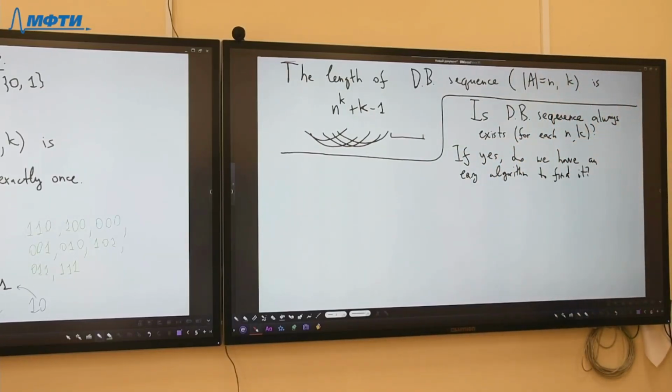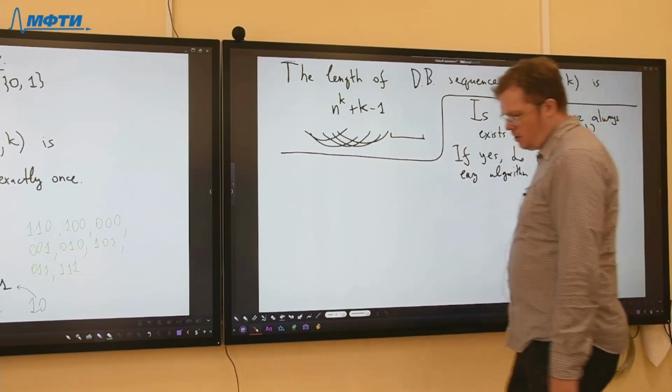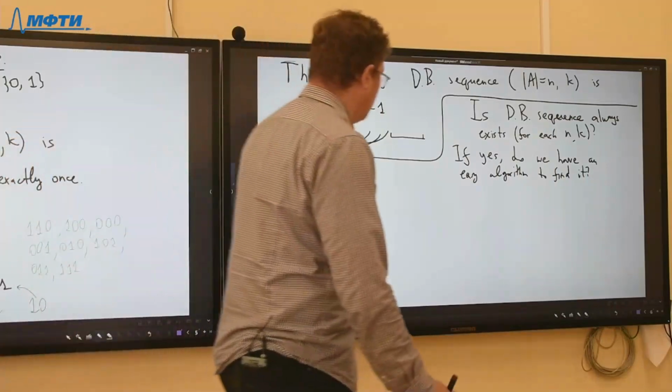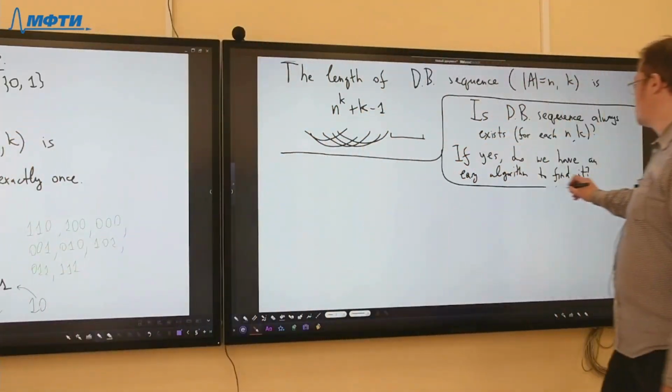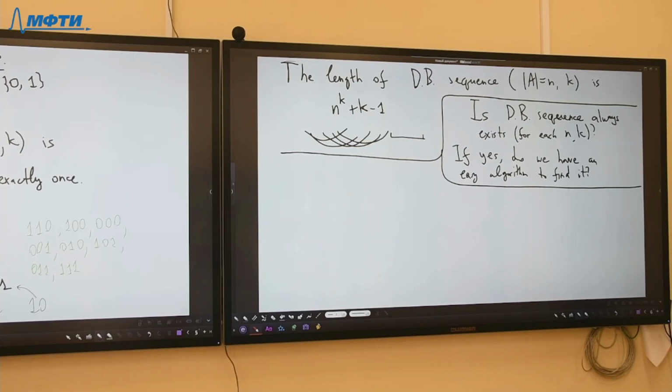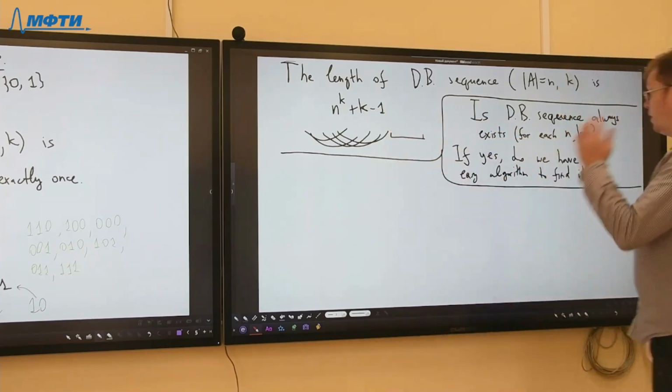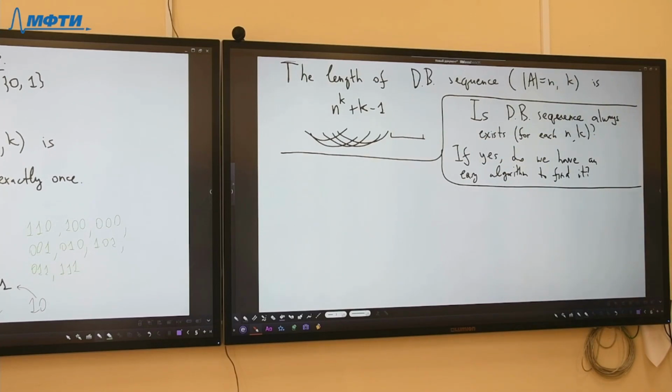Because sometimes you have the existing theorem, but it's not easy to find such a sequence. You need to try all the sequences of such length and try to find all the words there. But in our case, the answer to both questions is yes, so we can always find these sequences.